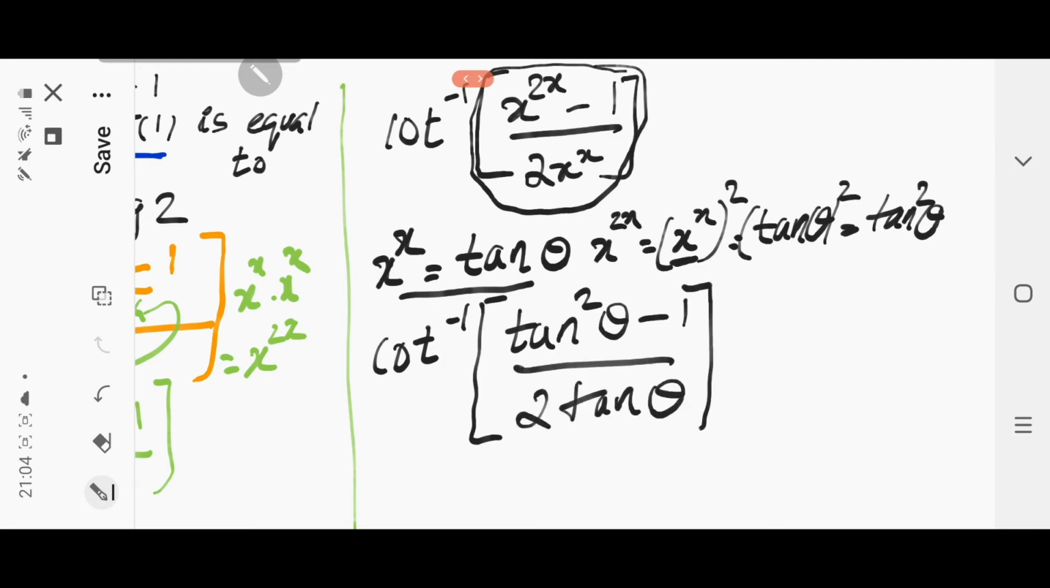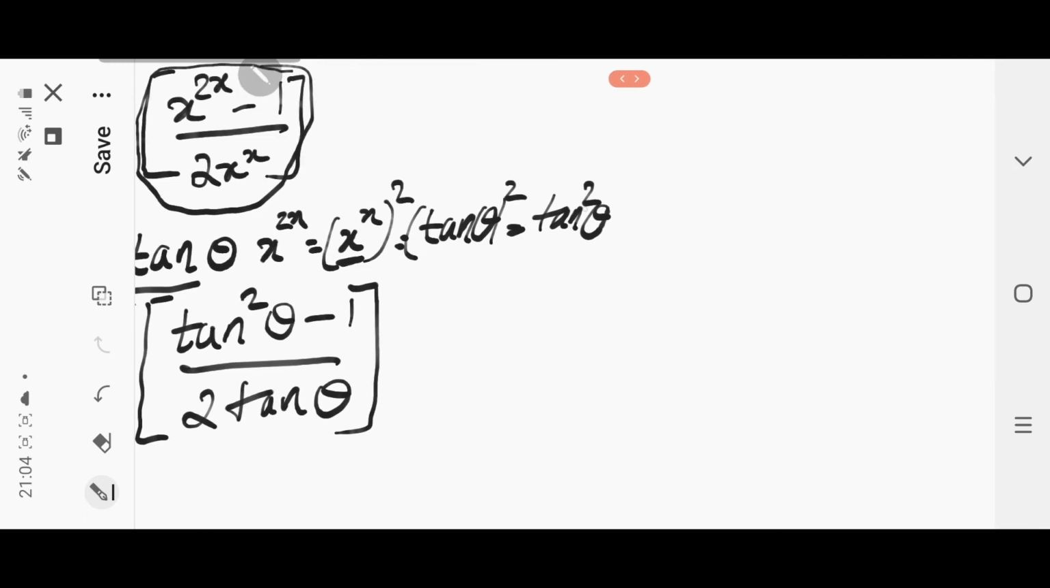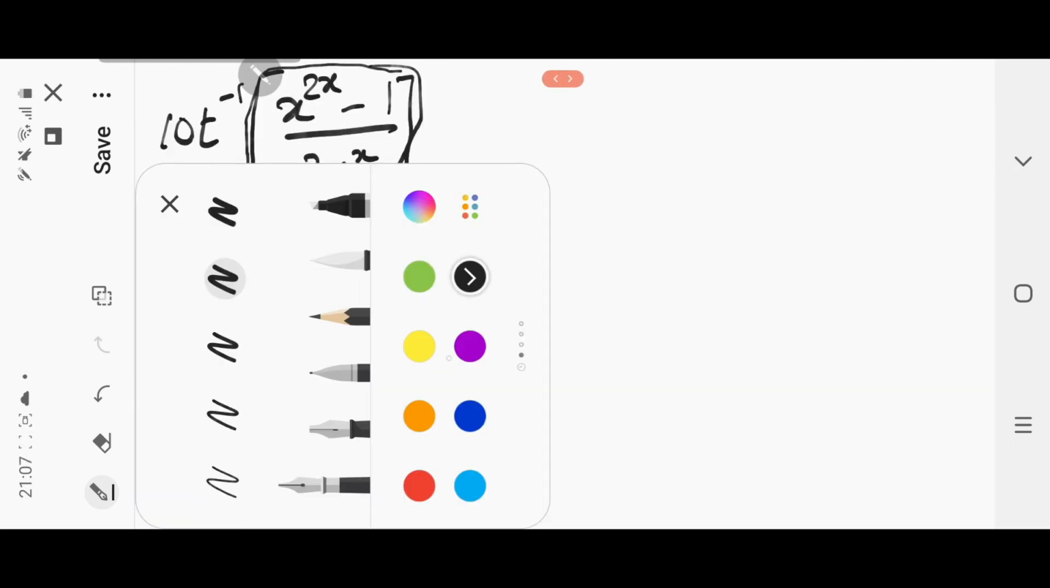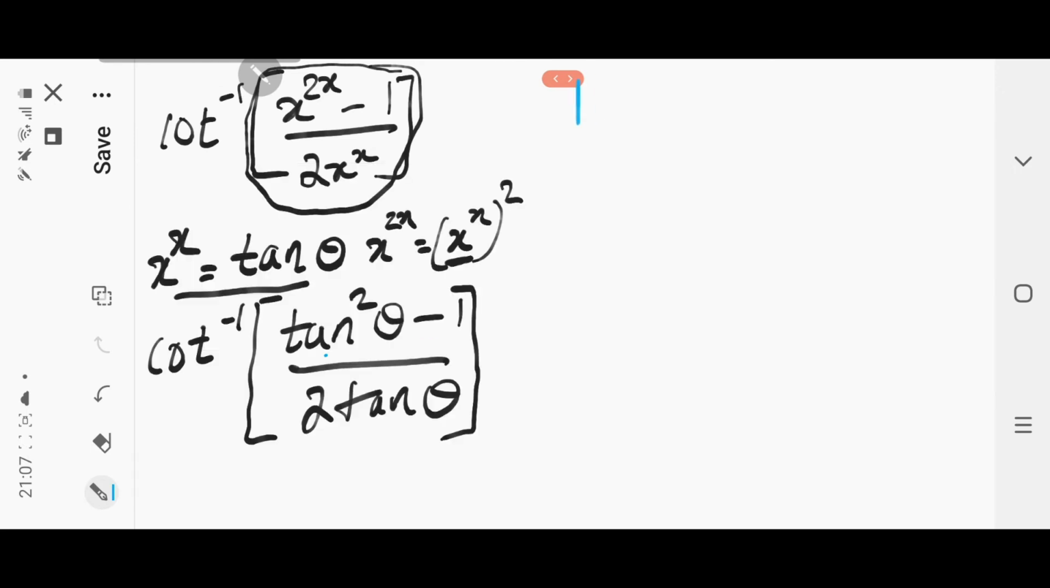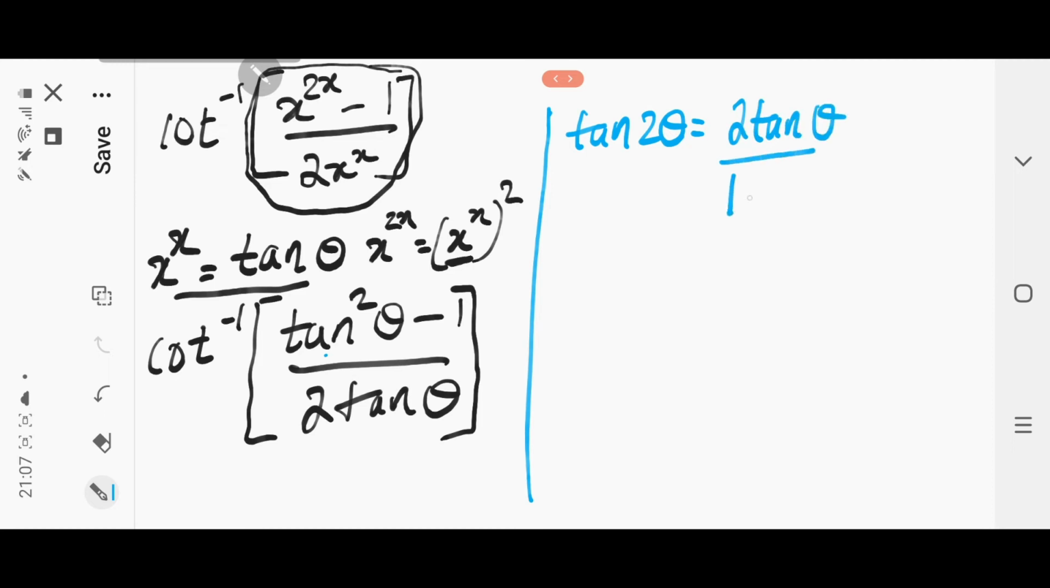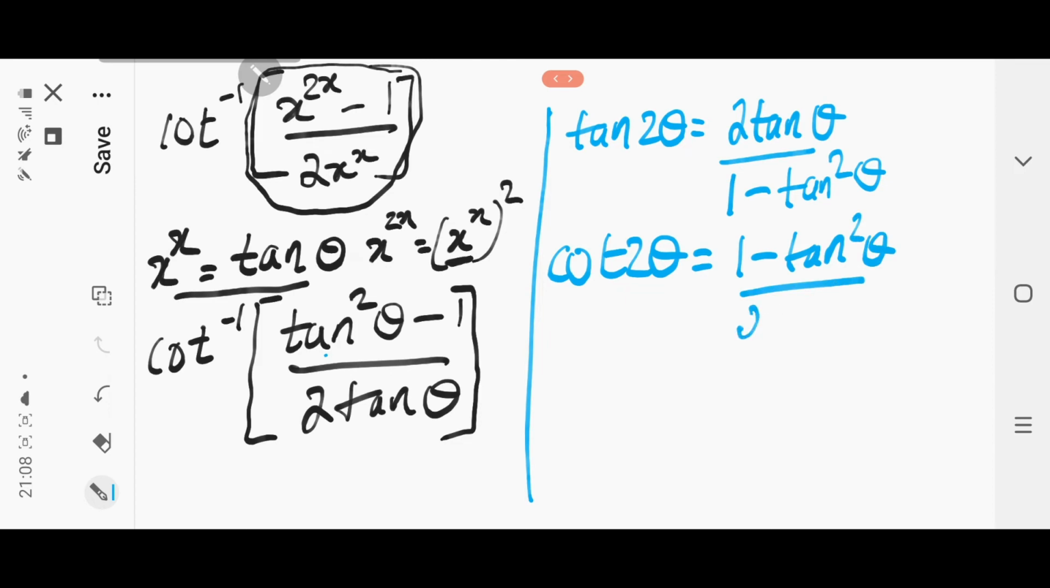Okay. You got it? Yes. Then what to do then? You know that tan 2 theta is equal to, you study the result, 2 tan theta divided by 1 minus tan square theta, right? Therefore you can write cot 2 theta as 1 minus tan square theta divided by 2 tan theta. Taking the reciprocal, tan 2 theta becomes cot 2 theta.